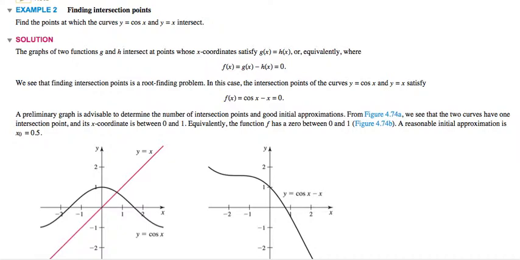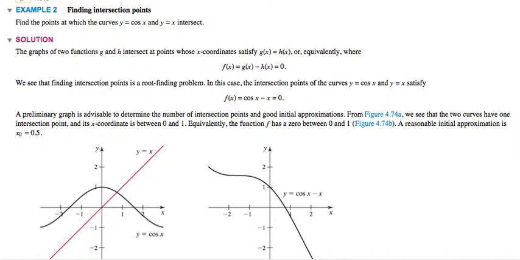The graphs of these 2 functions, g and h, intersect at points where the x coordinates satisfy that g of x equals h of x. Or we can create this new function f such that it's g of x minus h of x and set that equal to 0. In other words, finding intersection points is really just a root finding problem. In this case, we're looking for the roots of f of x, which is cosine of x minus x, and we're trying to find the point at which that's 0.